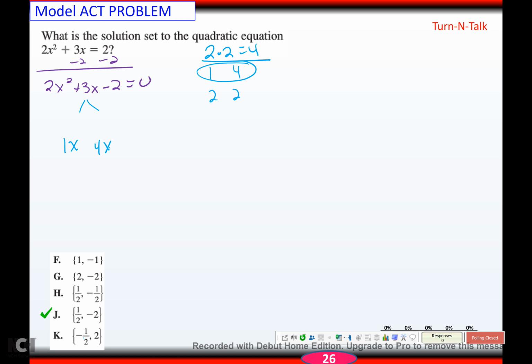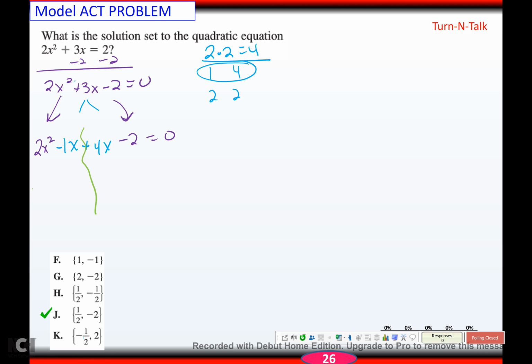C will tell you the signs. Since C is negative, the signs have to be different, and bigger will always take what's in the middle. So 4 is going to take the plus, which means 1 has to be the minus, since they have to have different signs. Bring down your first, 2x squared, bring down your last, negative 2. And now we are at 2 by 2.